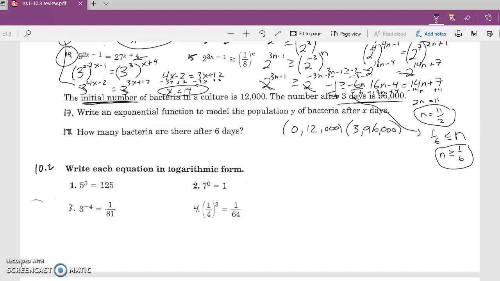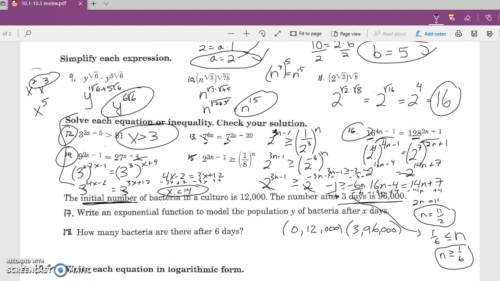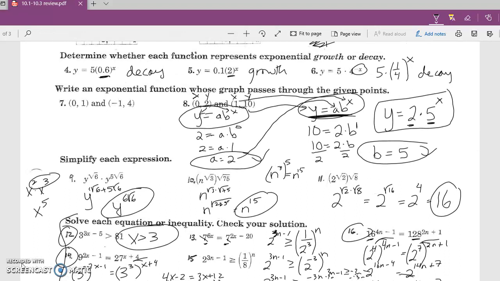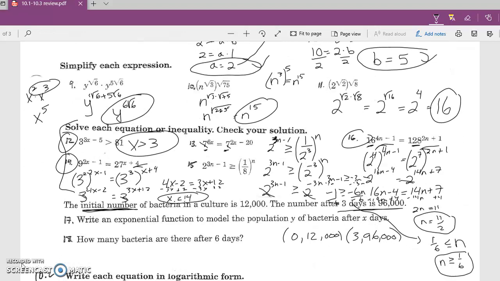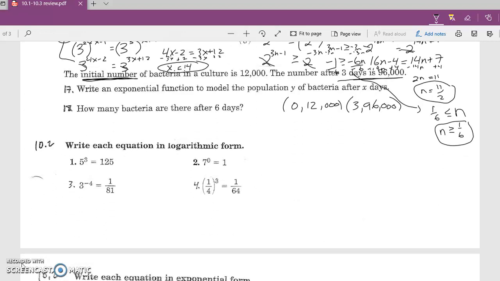Okay, so always think of your data as points. A lot of times your time is your x, and the number of bacteria would be your y. Now we're really doing this just exactly the same way we did this problem right here, number 8. So we're going to go through that whole process again. So we're going to go y equals a b to the x, and we're going to pop in this for y and this for x.